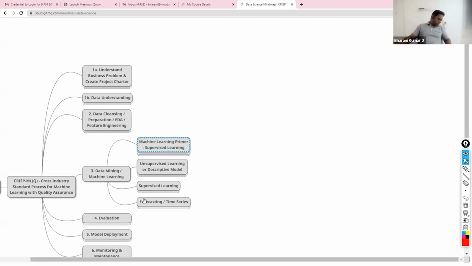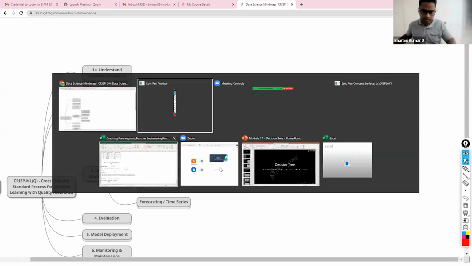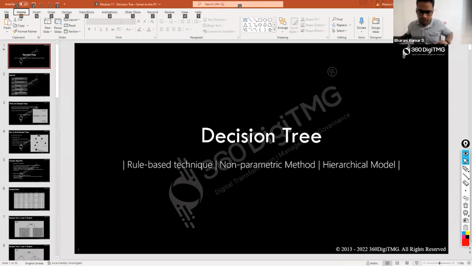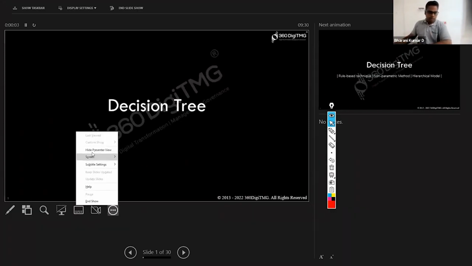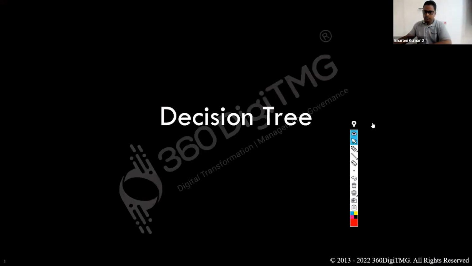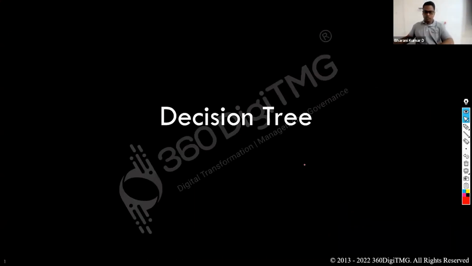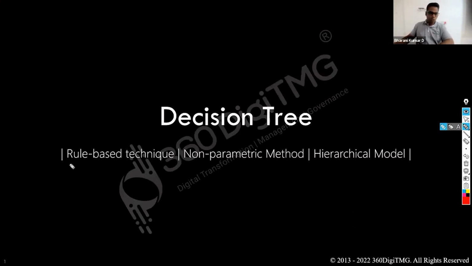So now let's get into the decision tree algorithm. The decision tree algorithm is called a rule-based technique, which is also called a non-parametric method or hierarchical model. These are the different names given to decision tree. But just remember that it's rule-based and it is non-parametric.